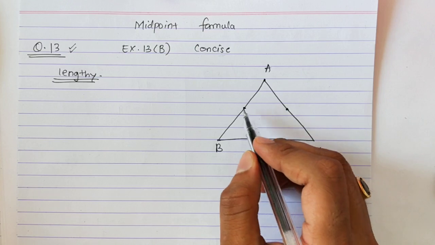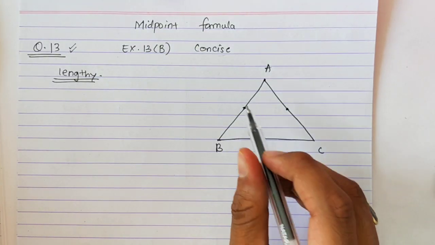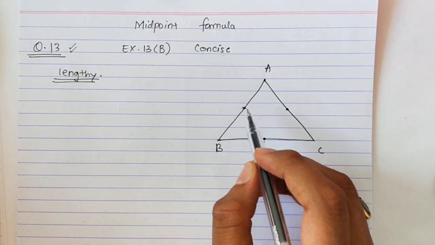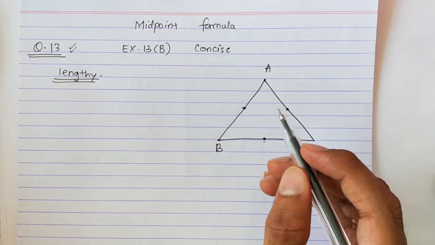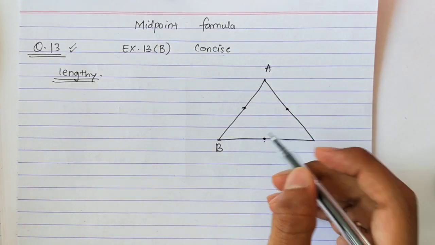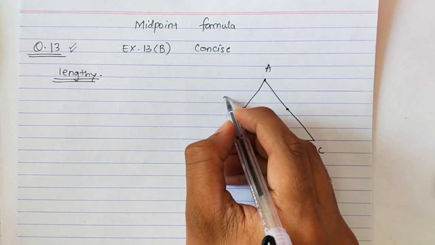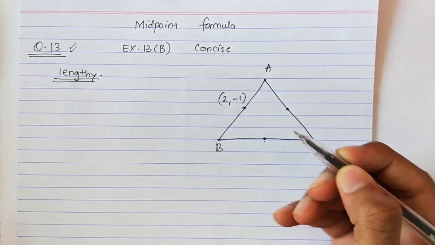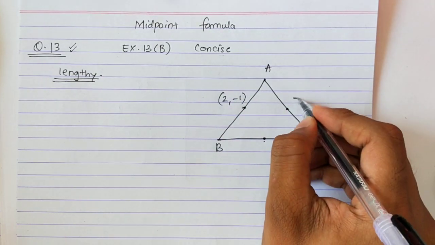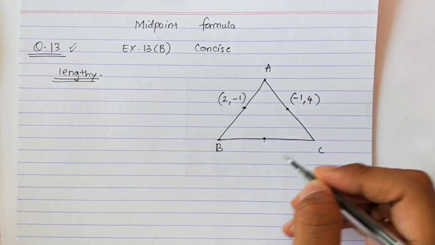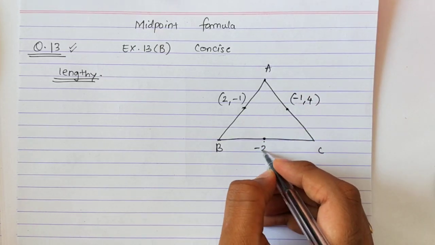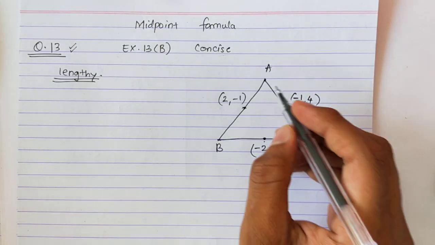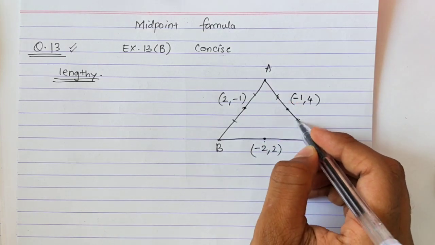The values of these midpoints are given. The values mean the coordinates. I'm talking about the coordinates of these midpoints. What are the coordinates? The first is (2, -1). The second one is (-1, 4). And the third is (-2, 2). And these are the midpoints.